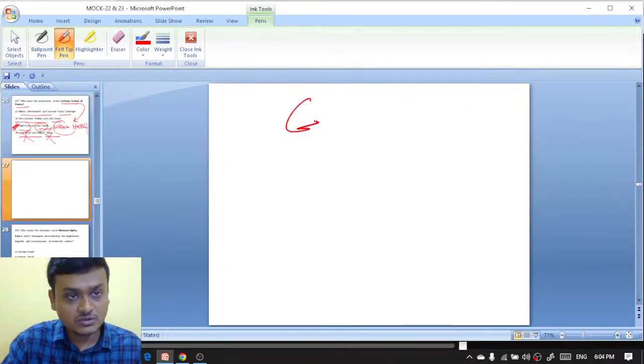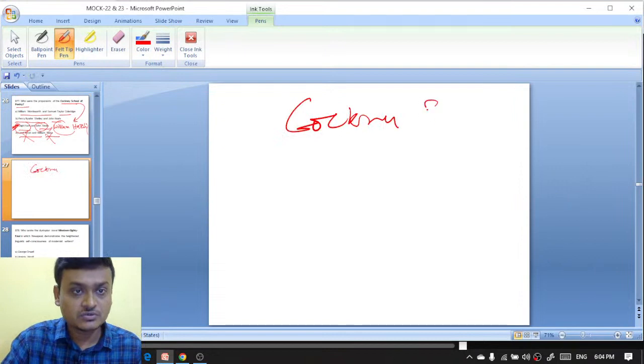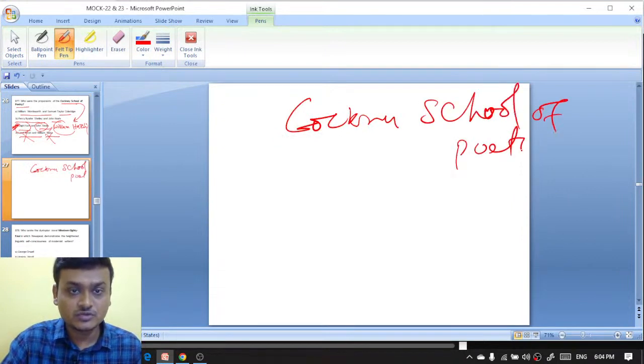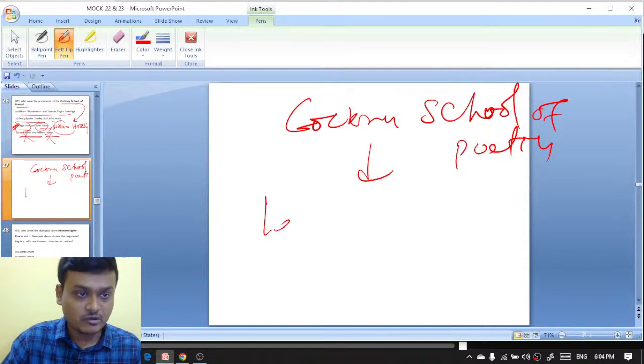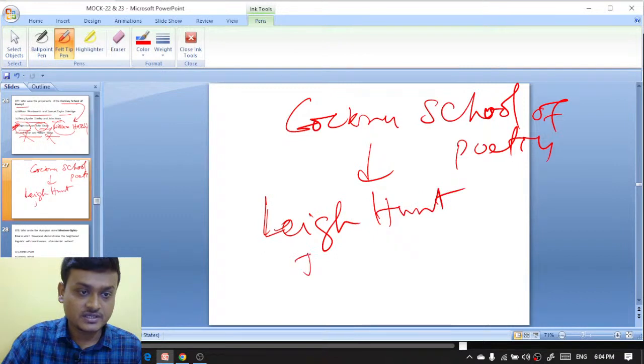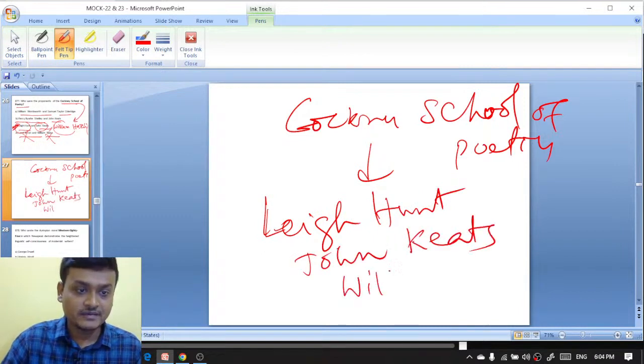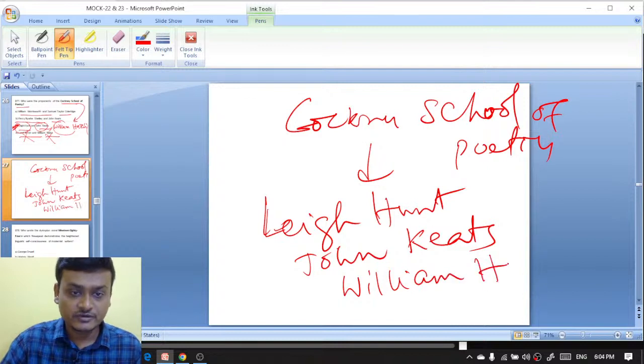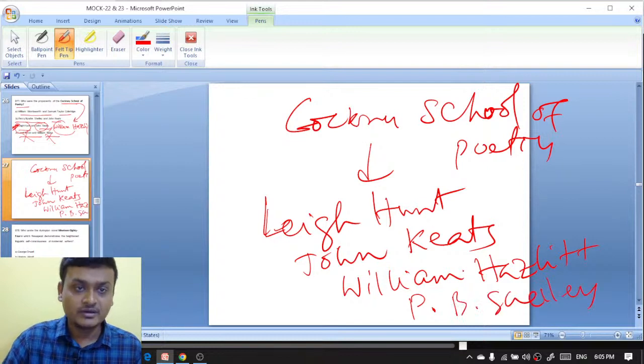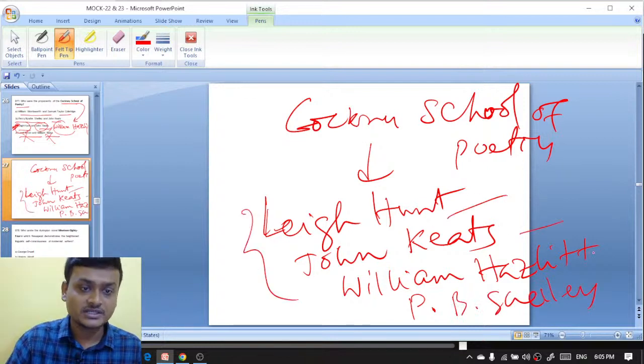And so Cockney School of Poetry. So who are the Cockney? The first main proponent, the target, was Lew Hunt. Then you have John Keats. Then William Hazlitt, and then P.B. Shelley is also accused sometimes. So P.B. Shelley is also part of the Cockney School of Poetry. Lew Hunt, John Keats, William Hazlitt, and P.B.